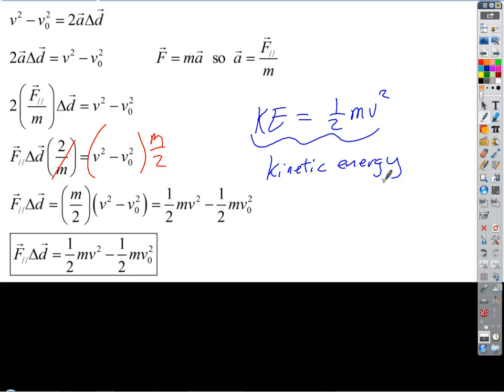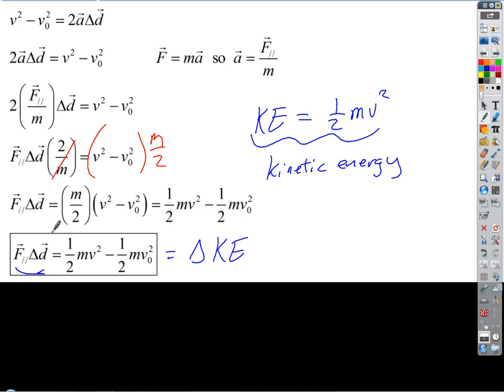So that's kinetic energy, right? Okay, so what do we call this stuff? Look at this. This says that force times displacement is equal to my final kinetic energy minus my initial kinetic energy, right? Well, final minus initial, that's always just changing. We could summarize that by saying delta KE, right?